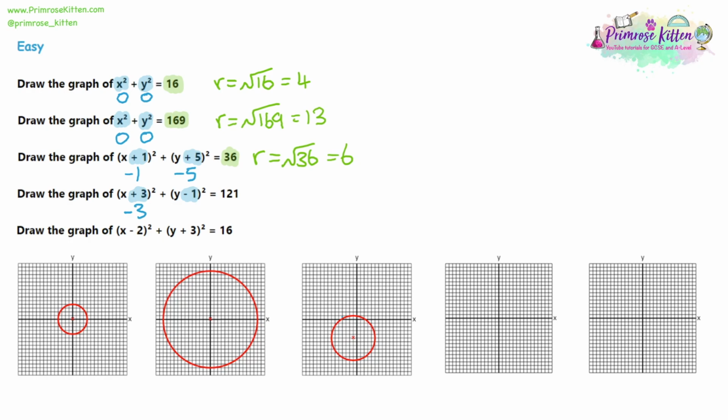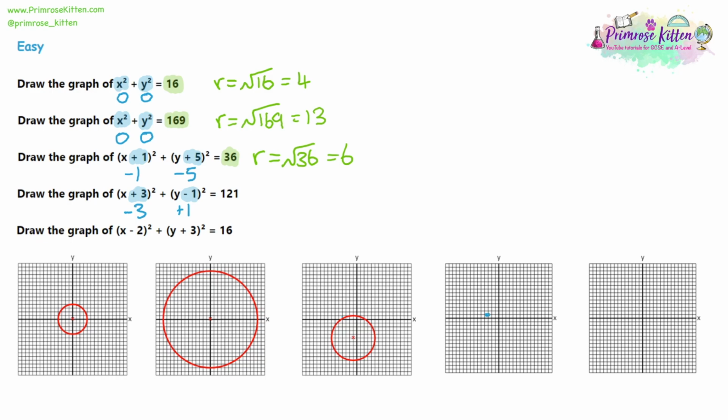Y is having 1 taken off it. So it'll be the opposite. It's going to be a +1. So it's always the opposite way around of what you'd expect is where the centre of the circle is. And that centre is -3 on the x-axis and +1 on the y-axis. So the centre should be where I'm drawing the blue dot.